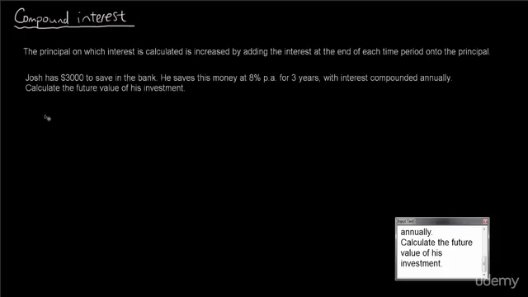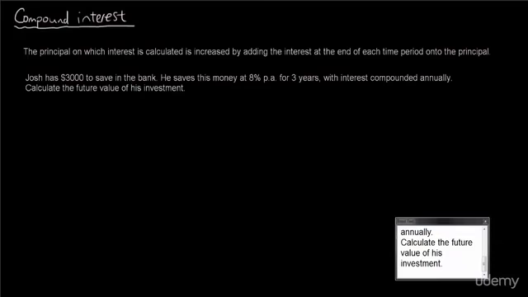So let's have a look at this example. Josh has $3,000 to save in the bank. He saves this money at 8% per annum interest for 3 years, with interest compounded annually. Calculate the future value of this investment. So basically we want to calculate how much interest Josh will earn during the 3 years time and add it onto his principal.